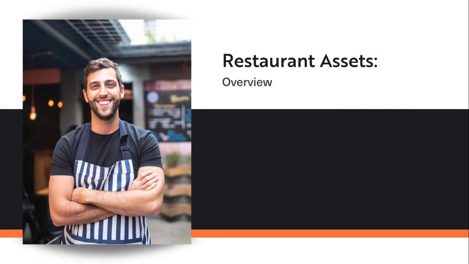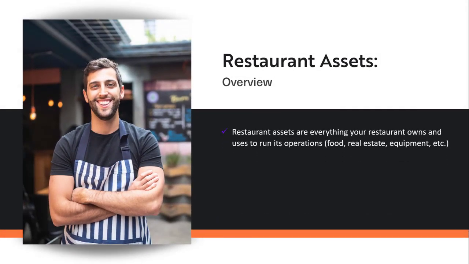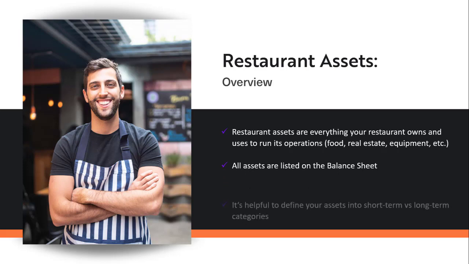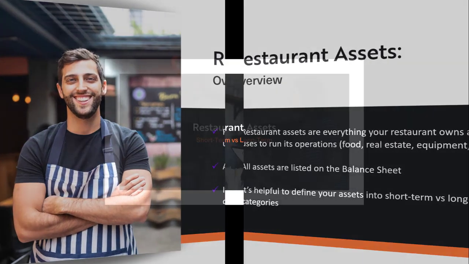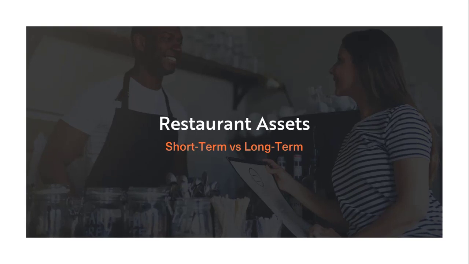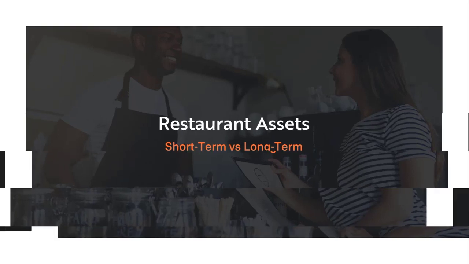So what exactly are the assets of a restaurant? Assets are everything your restaurant owns and uses to run its operations, from food to real estate to equipment and more. These are all considered restaurant assets. All of your assets are listed on your balance sheet in order to keep track of their values. It helps to further define your assets into short-term and long-term categories. Each type has unique characteristics, and knowing how to track them provides a clear, concise financial picture for your business. So let's get into long-term versus short-term assets.